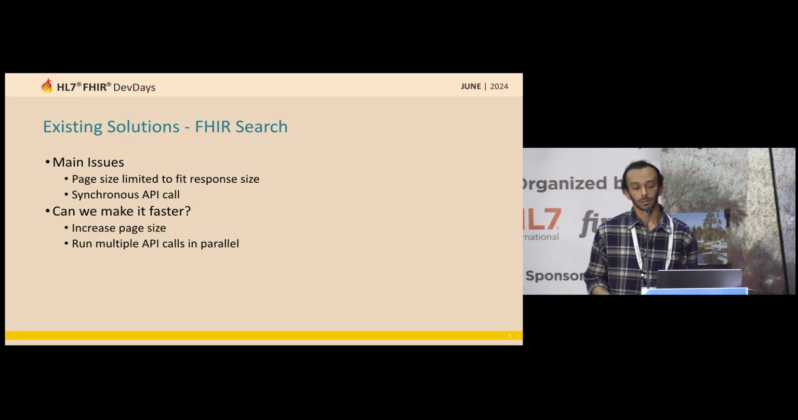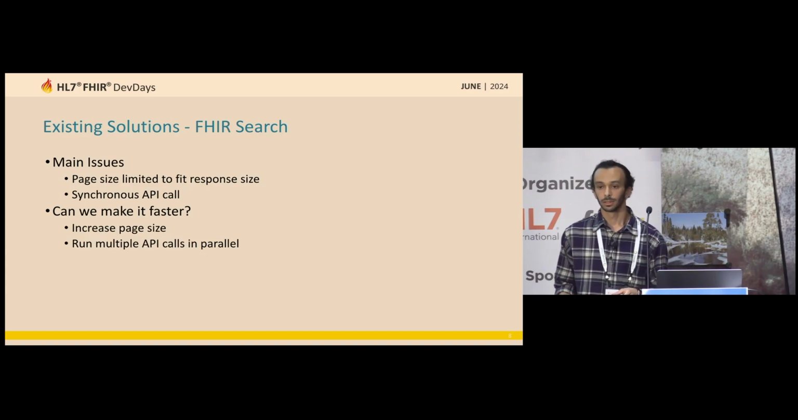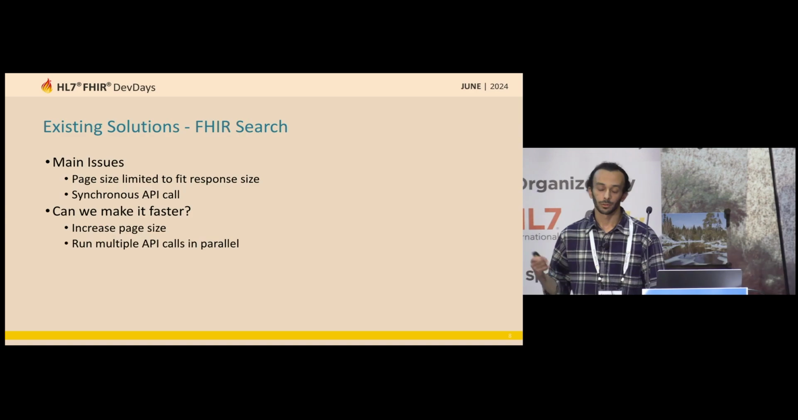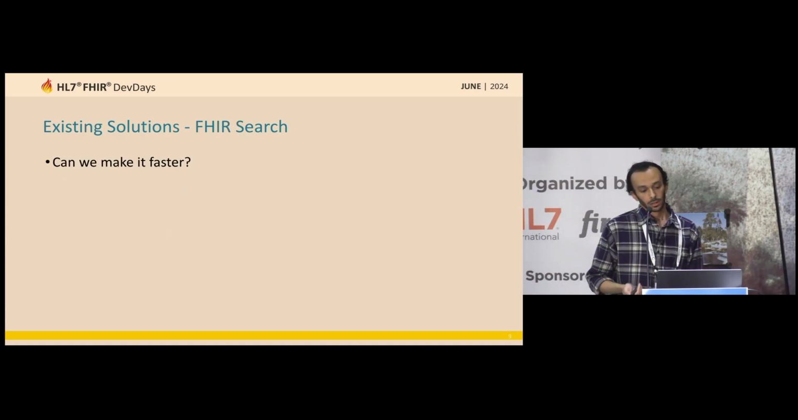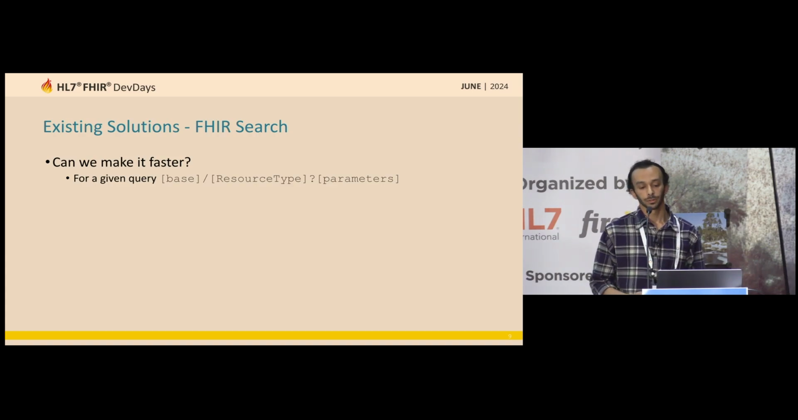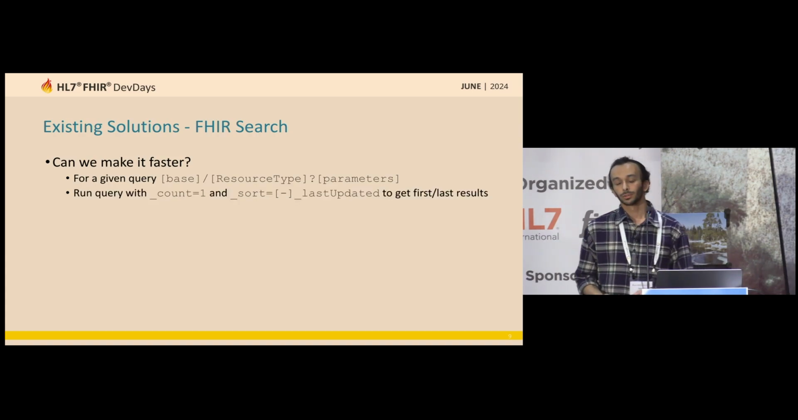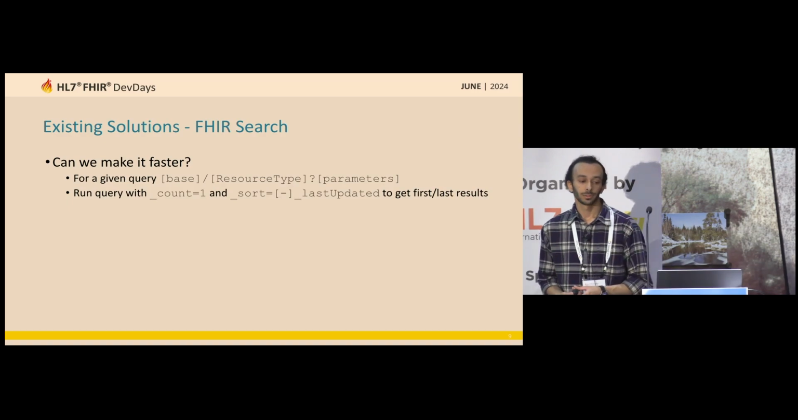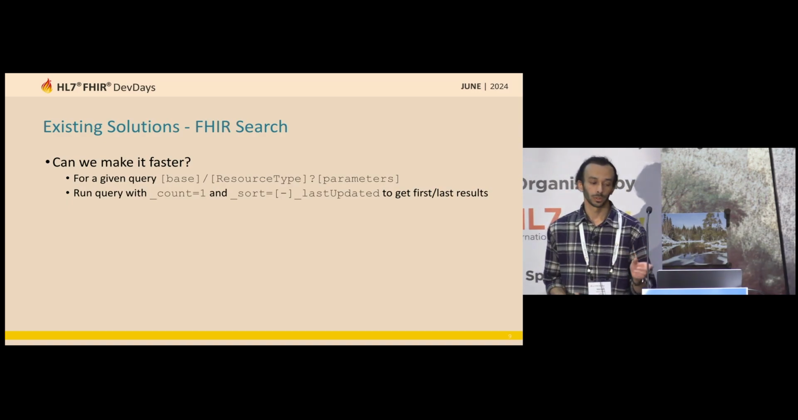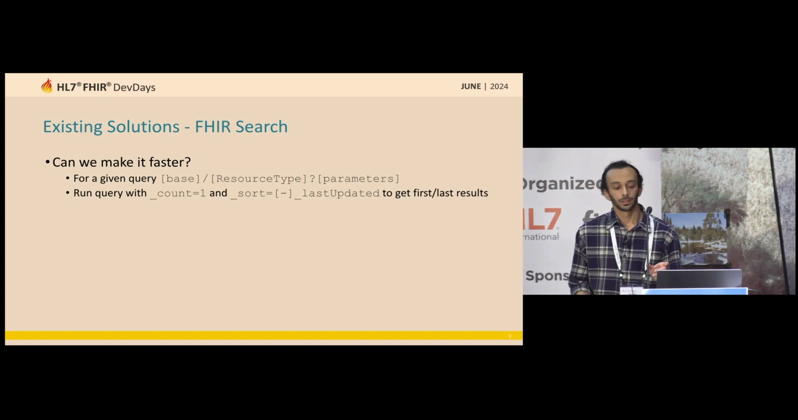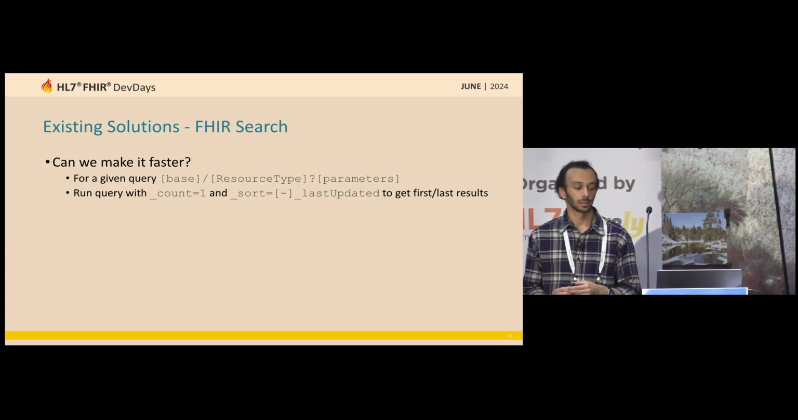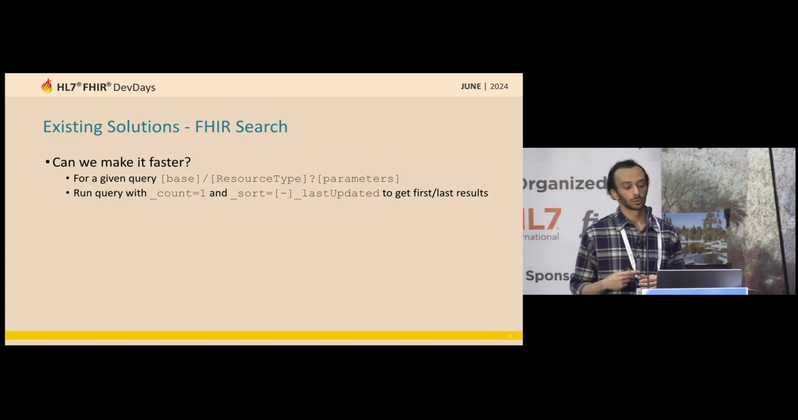We can also try to run these searches in parallel instead of waiting for the first call to end and then making another call and so on. So what we tried here is, if you have any search query, you can add two parameters to it: a count parameter, so we only want a count of 1, and an additional sort parameter, sorted by last updated. One time you sort ascendingly and one time descendingly. This way you get the first and last result.